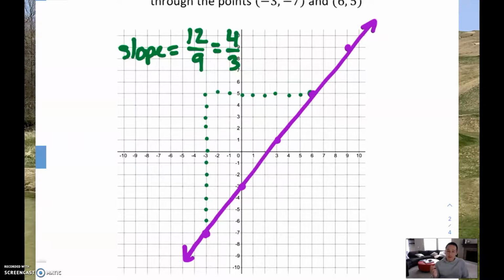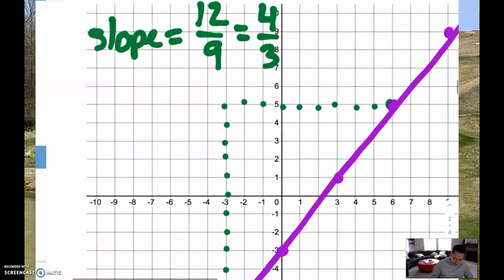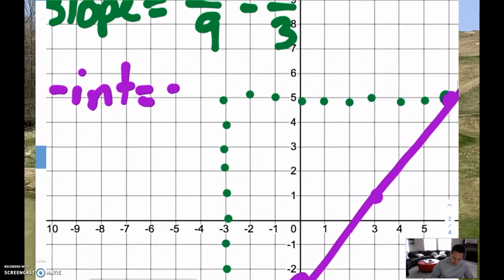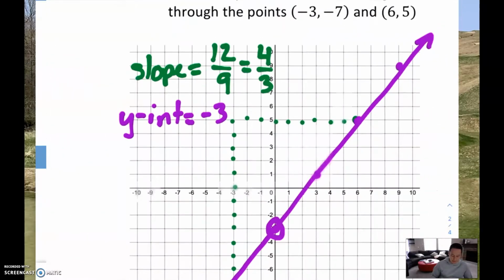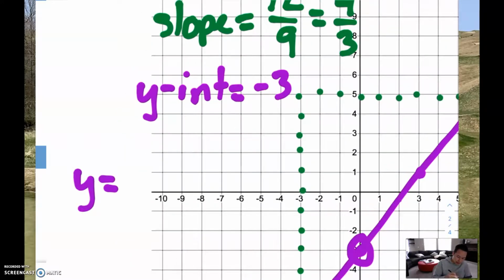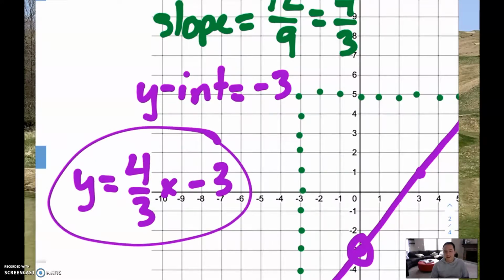And now we have to identify the y-intercept of that line. The y-intercept is where it crosses the y-axis, and that was down here. We found that at -3. So your y-intercept is -3. Now that you have your slope and your y-intercept, just make an equation out of it. So we have y equals 4/3 x minus 3. That's the equation of that line.